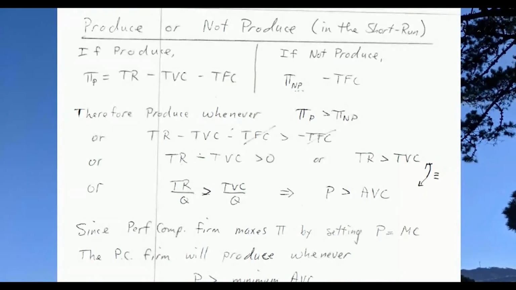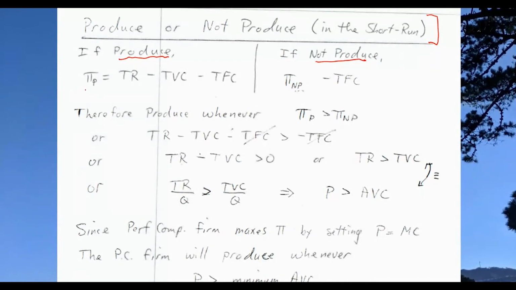Produce or not to produce? In the short run, what should a firm do? Now, let's imagine two different scenarios for an individual firm. First scenario, they choose to produce a particular product, and second scenario, they choose not to produce the product.